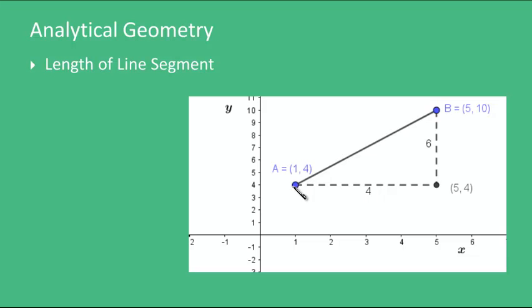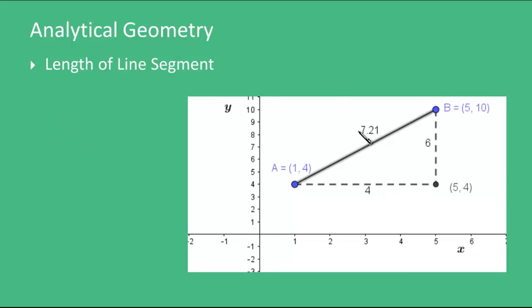So the x values run from 1 to 5, giving us 4, and the y values run from 4 to 10, giving us 6. Perhaps a more proper way to look at this is to say, well, the length of this line is 5 minus 1, and here the length of this line is 10 minus 4. So the length of this line is the difference in the x coordinates, and the length of this line is the difference in the y coordinates. So the length of AB then is simply going to be equal to the square root of what? 4 squared plus 6 squared. And that gives us 7.21. So the square root of 4 squared plus 6 squared is 7.21.